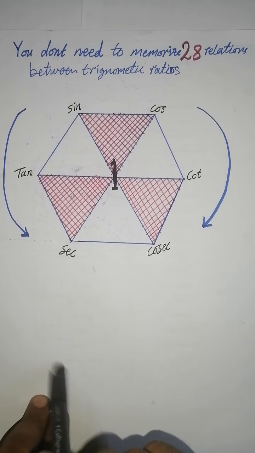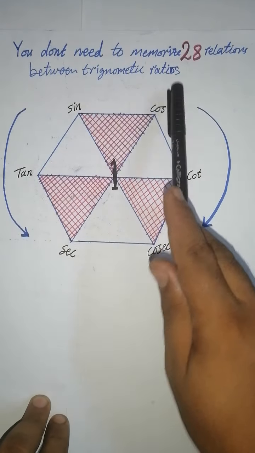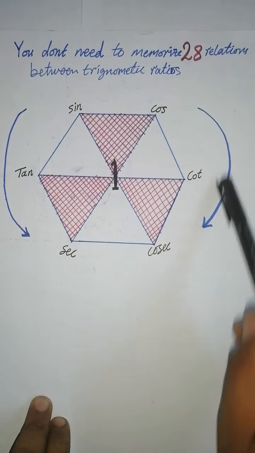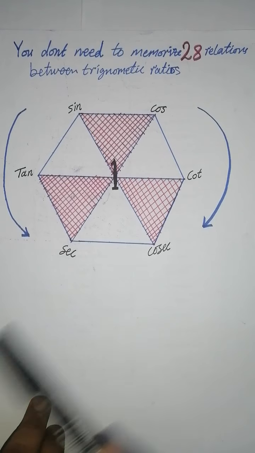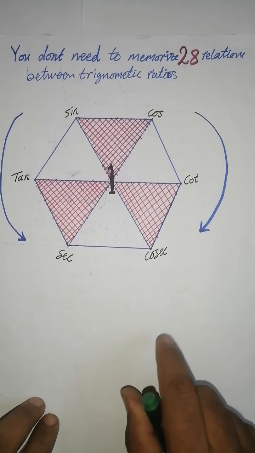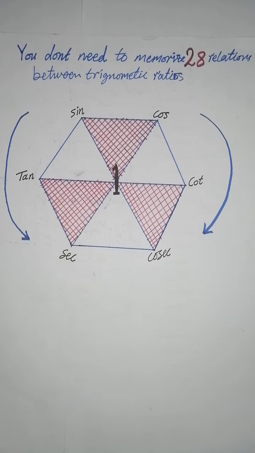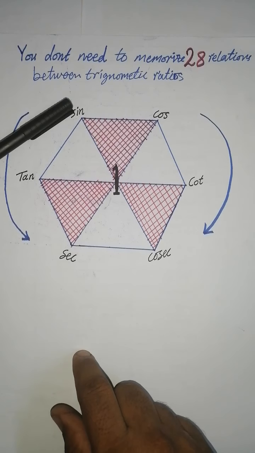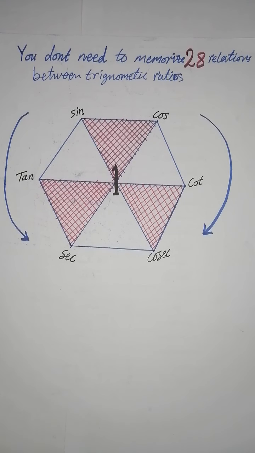Now, let us start. Okay, a very easy way to memorize the 28 relations between the trigonometric ratios, here it is. When we move in this way, that means we are moving clockwise. And when we move this way, that means we are moving anti-clockwise. Okay, let us start with the clockwise. This way. Okay, take any trigonometric ratio. Take, for example, tan. Can you mention what's coming after tan? The first two, sine and cosine. So tan equals sine over cosine.